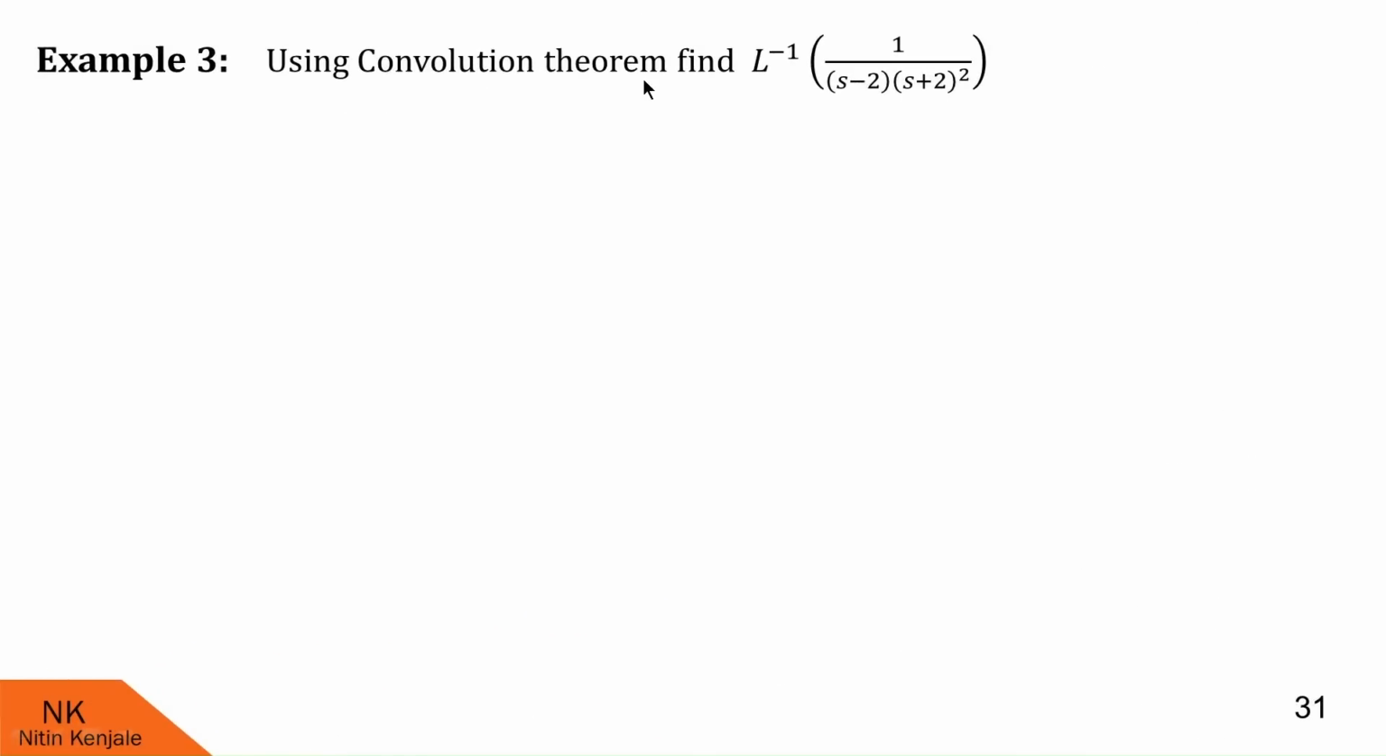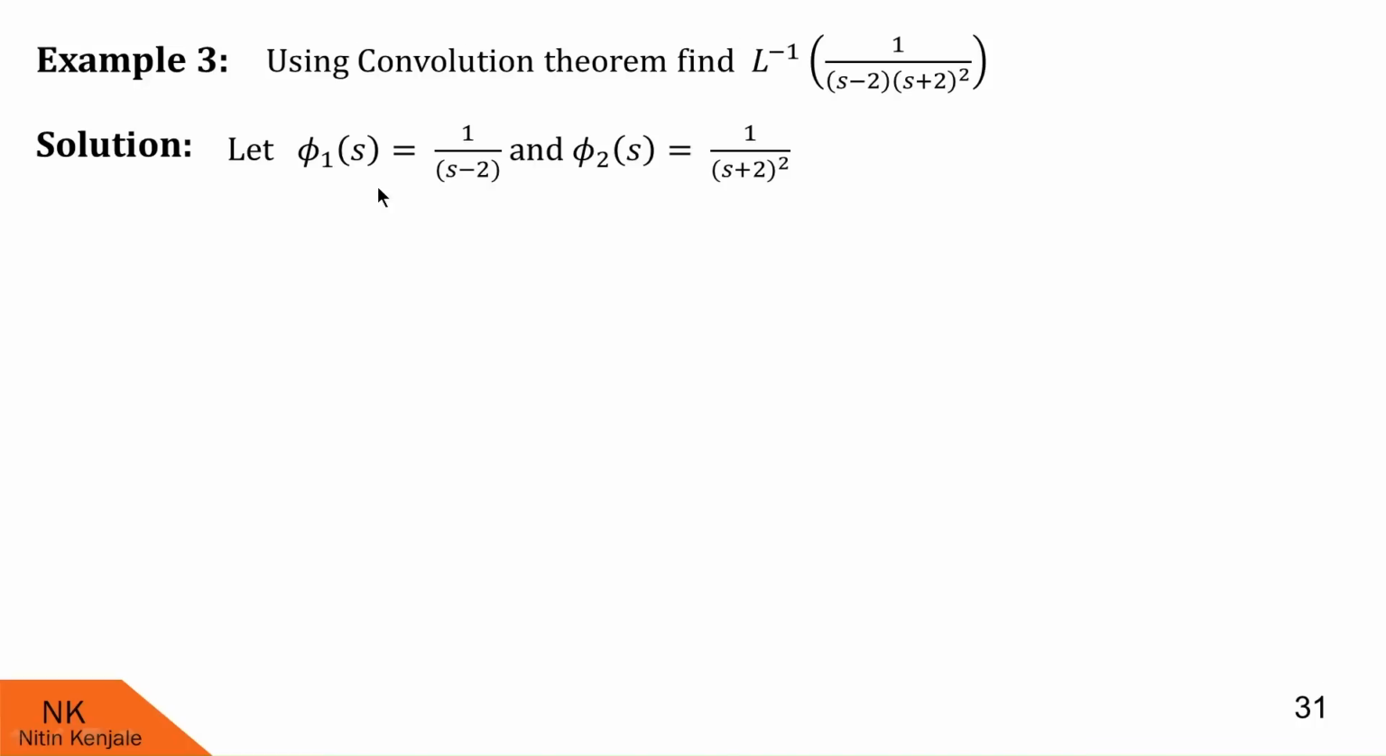We are asked to use the convolution theorem to find L inverse of 1 upon (s minus 2) into (s plus 2) the whole square. Let's look at the solution. Since we have to use the convolution theorem, let us first choose phi 1(s) and phi 2(s). Here I am going to choose phi 1(s) as 1 upon s minus 2 and phi 2(s) as 1 upon (s plus 2) the whole square. Clearly, phi 1(s) into phi 2(s) is this given function.